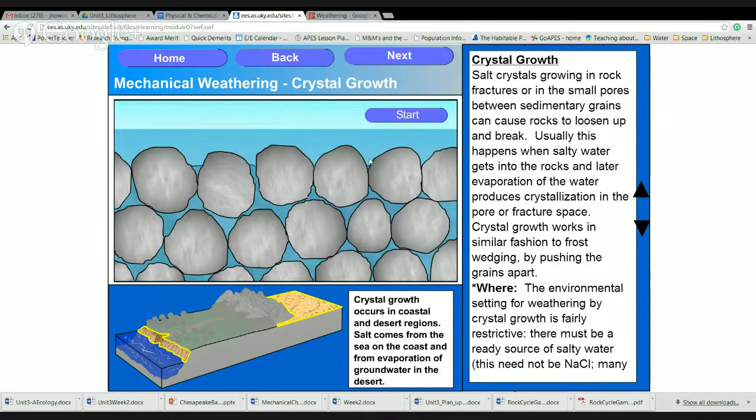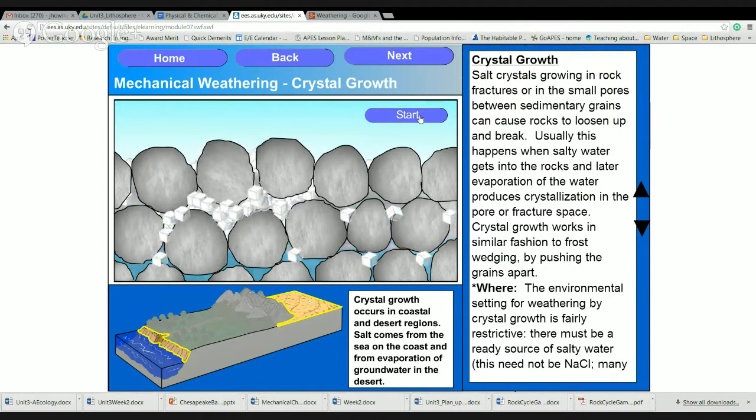Then we have crystal growth. Salt crystals can grow in the cracks and the pores of rocks. So here we have lots of open pore space in between these rock particles. And so once water evaporates, salt crystals will grow and grow and grow, and they will eventually push the rock grains apart. So this occurs where there is a supply of salt water, so places like the ocean and the desert, where there's a lot of evaporation and all the salts from groundwater can have a chance to grow in the rocks.